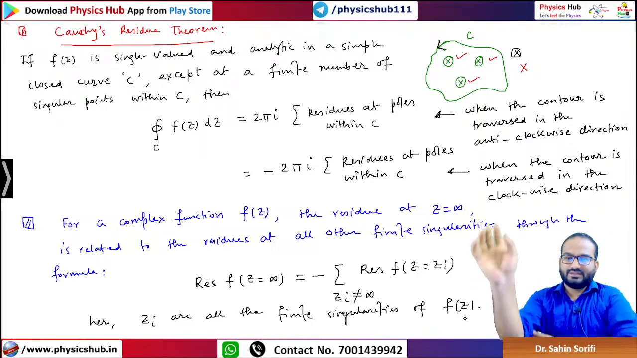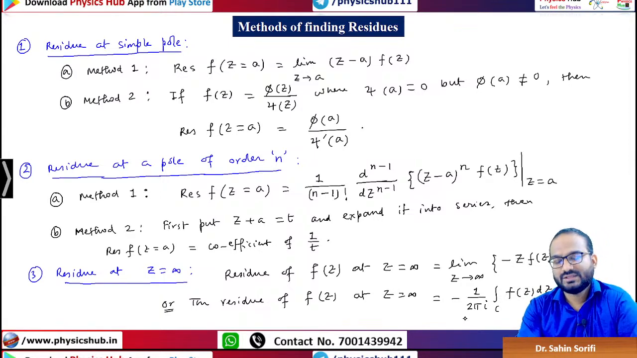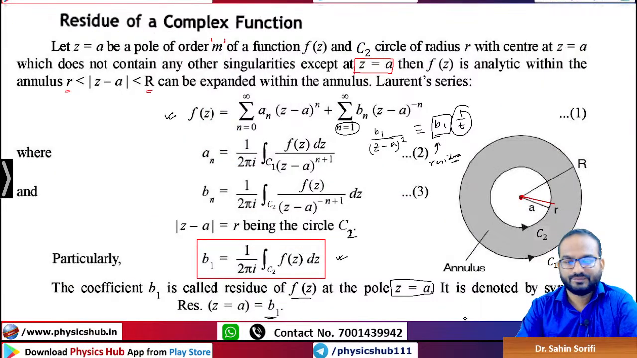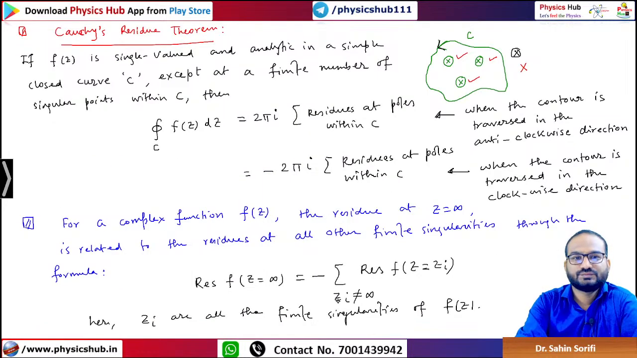The main thing I would like to tell you, the most important thing, is this b1, the coefficient of 1 by z. It denotes the residue. B1 is the residue. So when you do a problem by expanding the function, in the expansion the coefficient of 1 by z will be the residue. Other than that, if you go for this approach, you can do that, no issue. Then Cauchy's residue theorem and all these things.